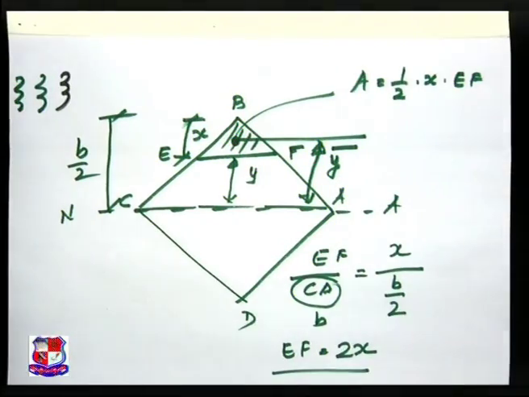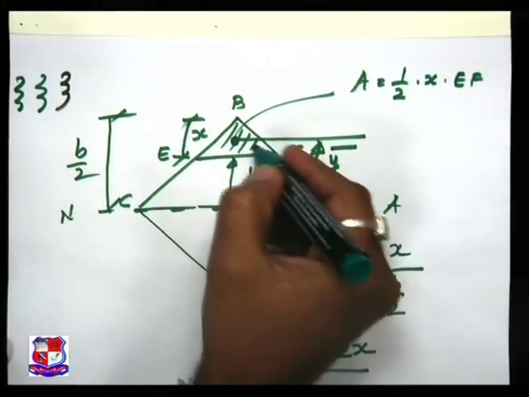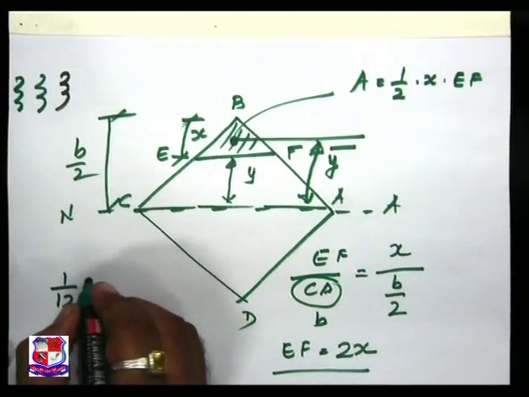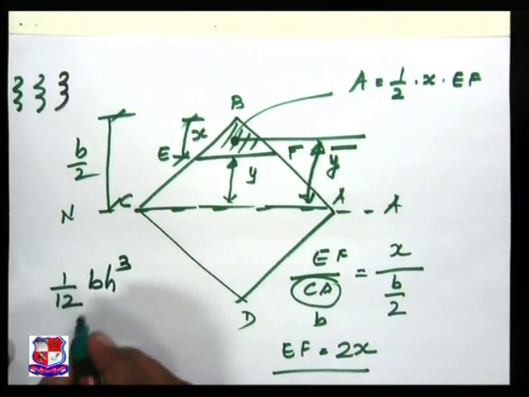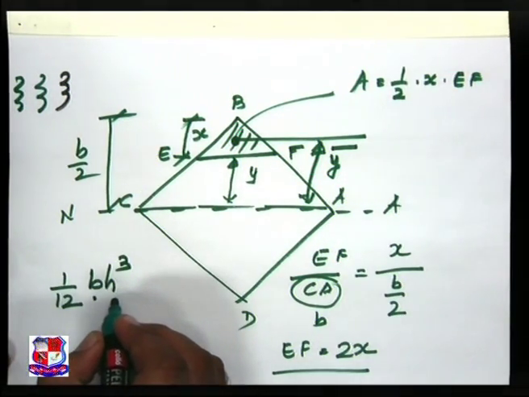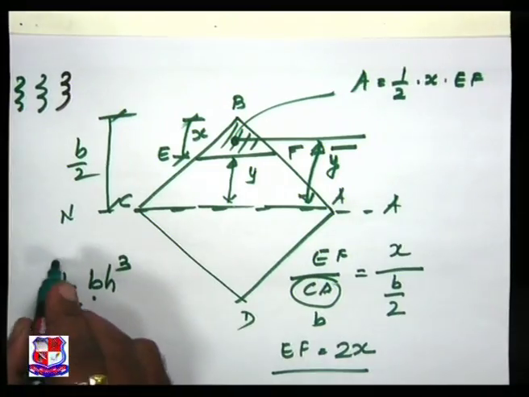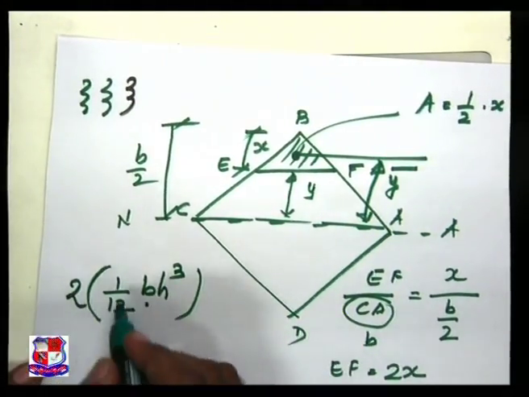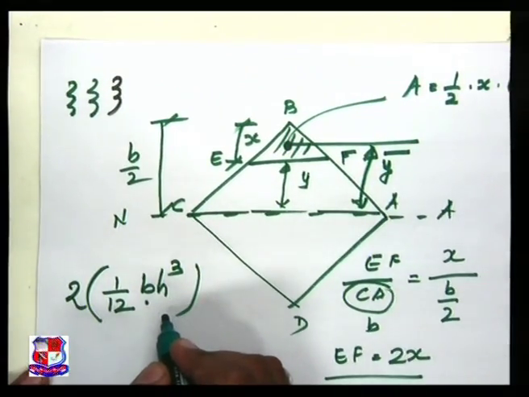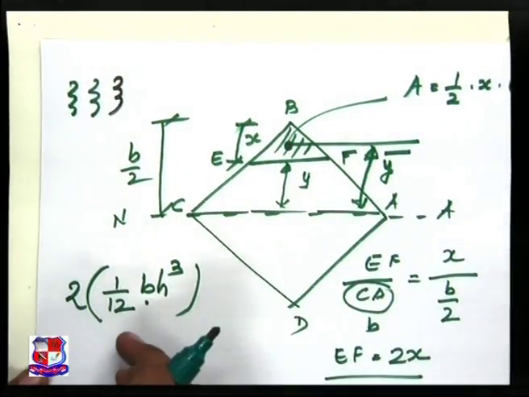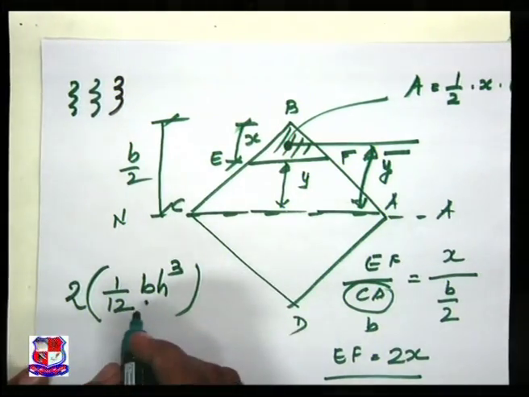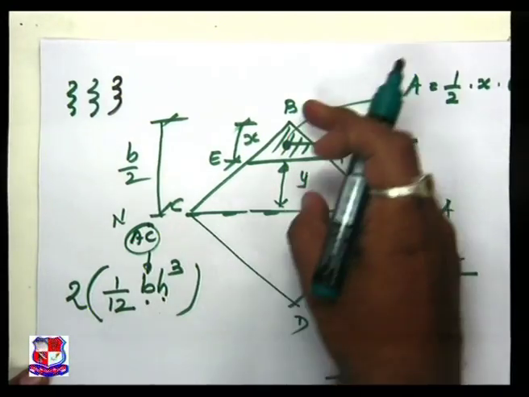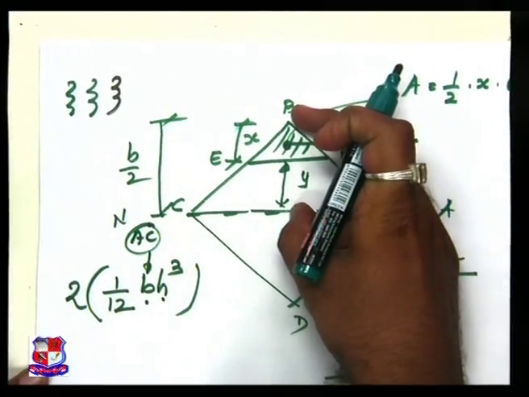We know that the moment of inertia of a whole triangle about its base is equal to 1 by 12 BH cube. B is the base, H is the height. This is one triangle. So if I take the two triangles, 2 into 1 by 12 BH cube is the moment of inertia for the whole section that we can get right now. Now B is nothing but AC width, H is nothing but this width, that is B by 2.